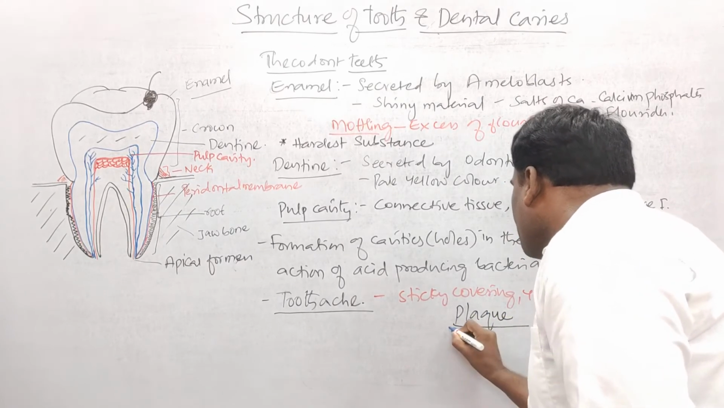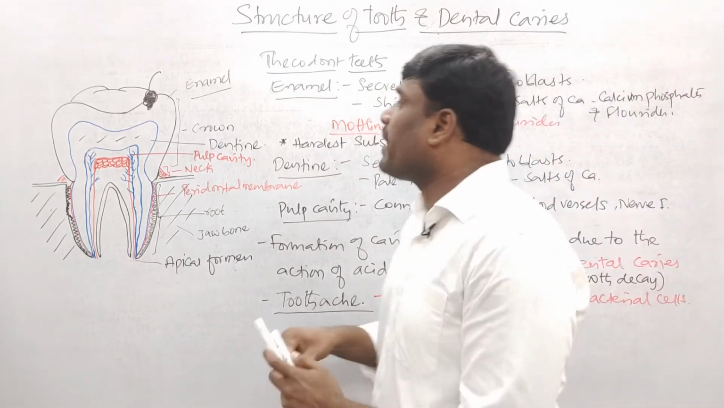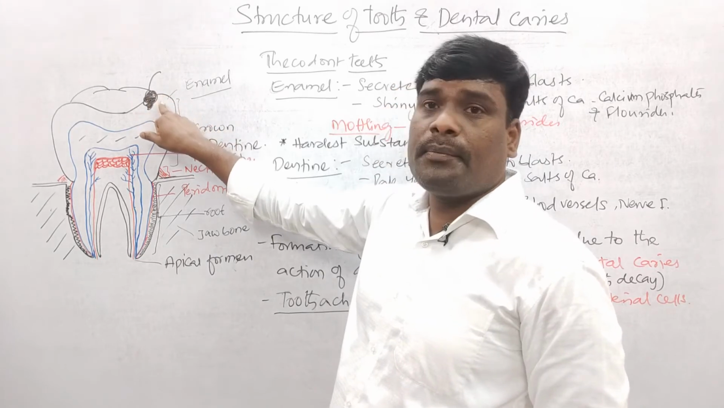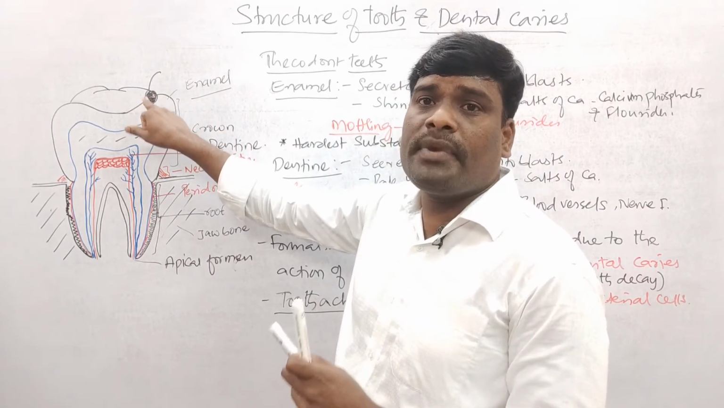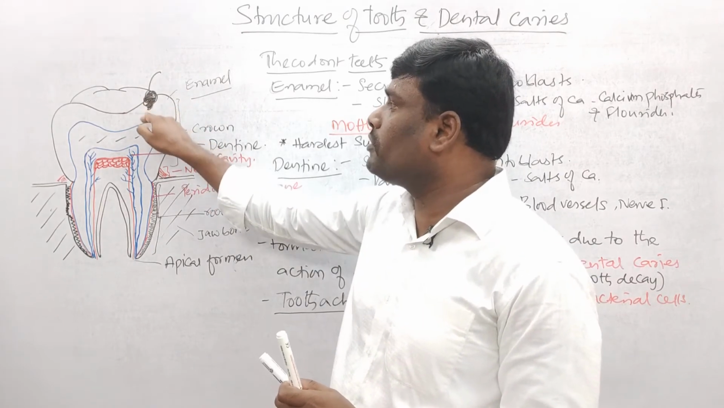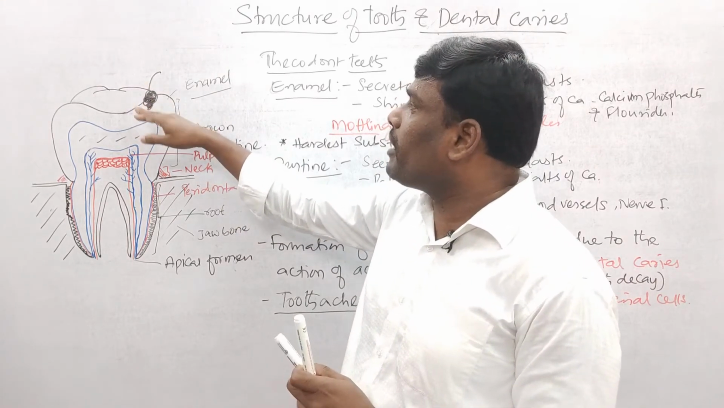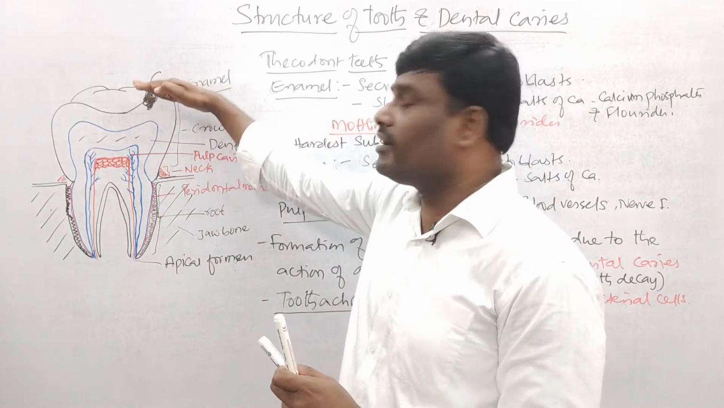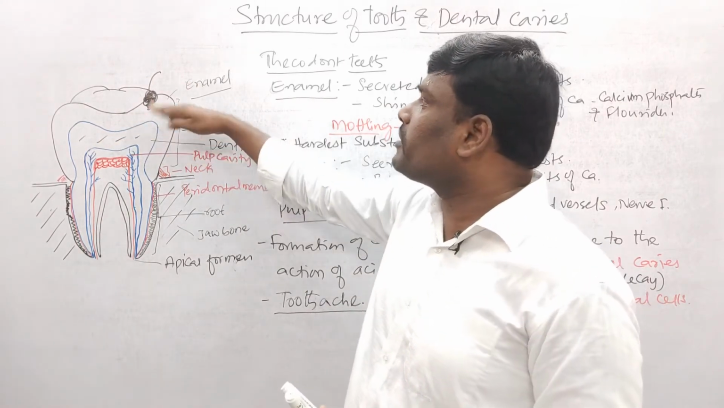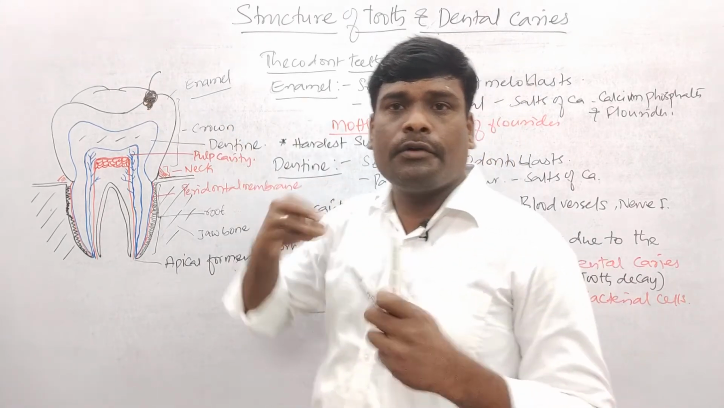P-L-A-Q-U-E, plaque. And because of this plaque, children, the bacteria producing acids cannot be neutralized because of the covering. As a result, holes are formed in the tooth. So when we remove this plaque, children, by proper brushing, along with that foam, this bacteria also will go away.